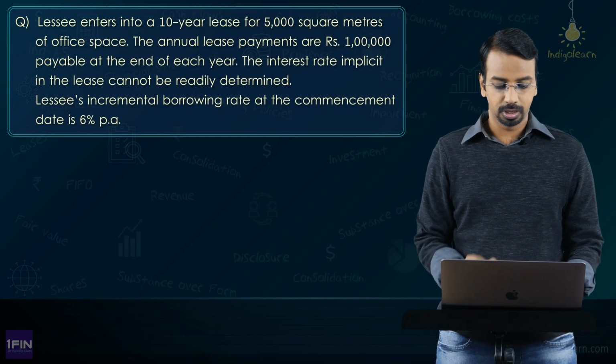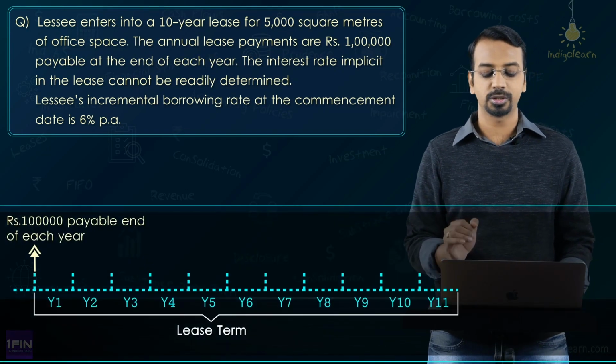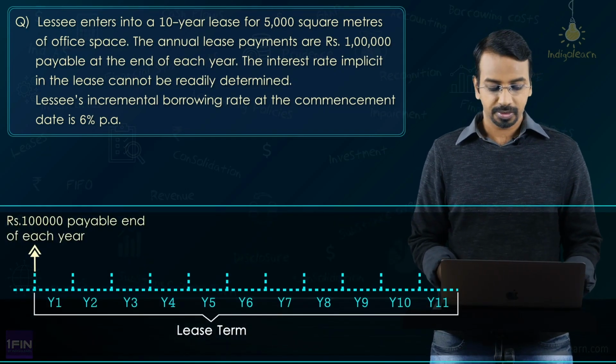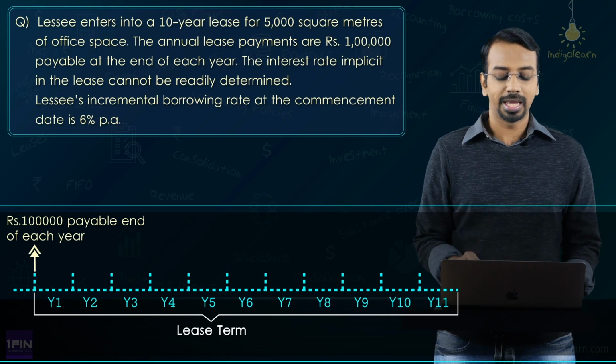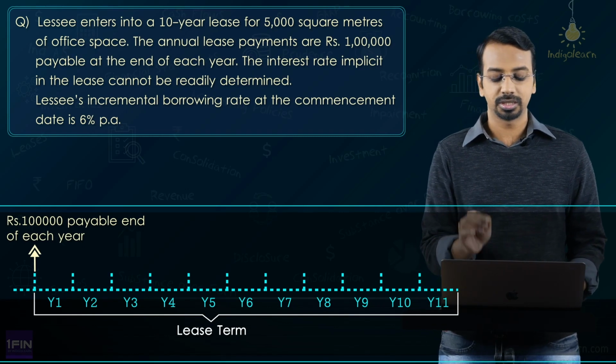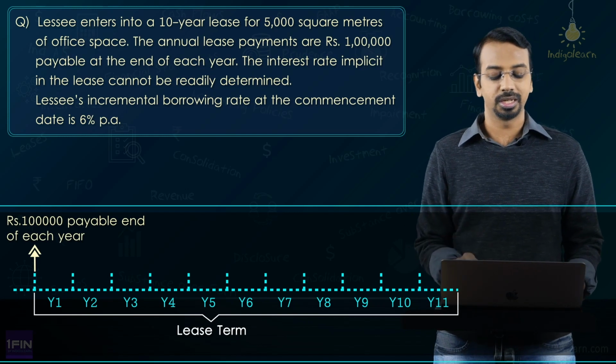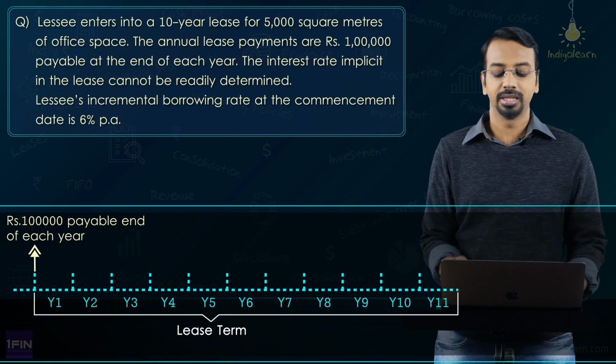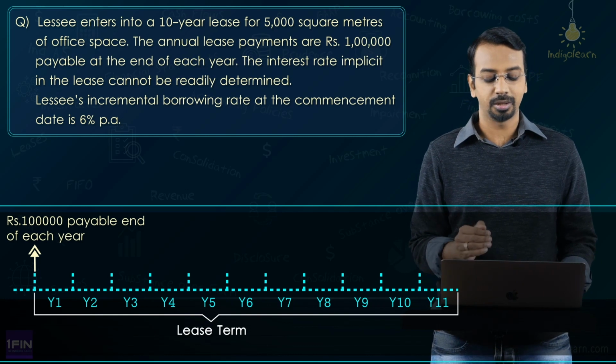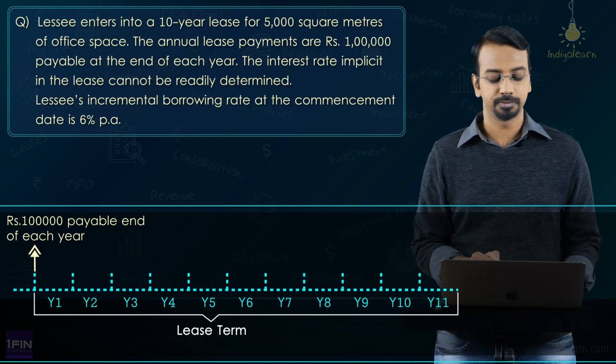Lessee enters into a 10-year lease for 5,000 square meters of office space. The annual lease payments are 1 lakh payable at the end of each year. So, they have clearly mentioned that the lease payments are at the end of each year. The interest rate implicit in the lease cannot be readily determined, and the lessee's incremental borrowing rate at the commencement date is 6% per annum.